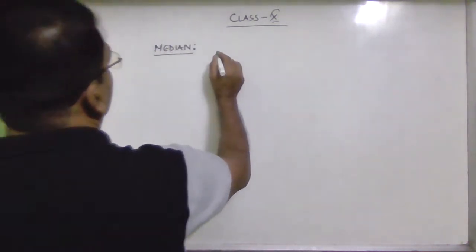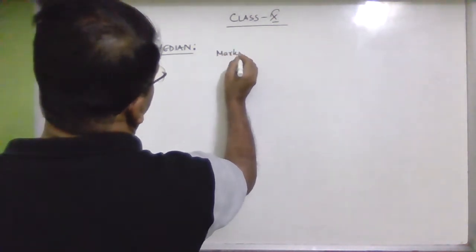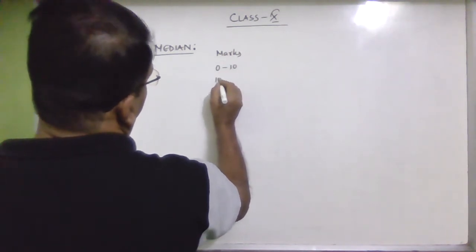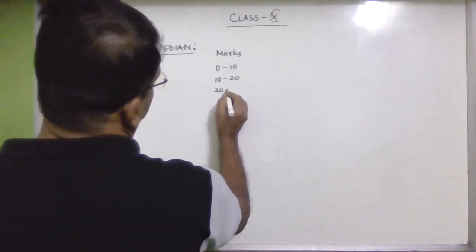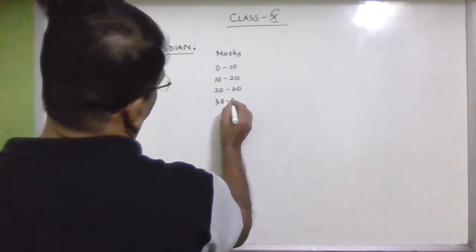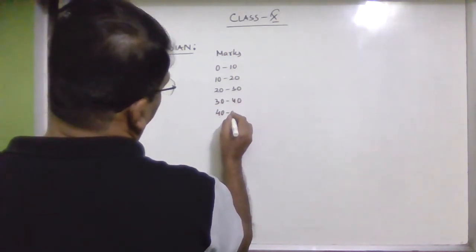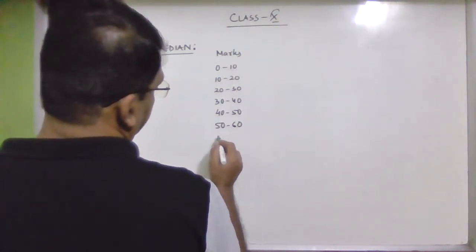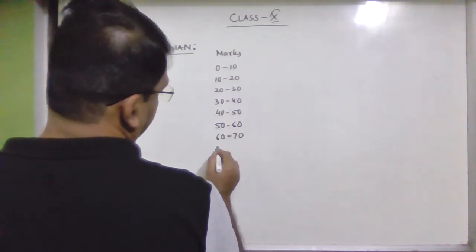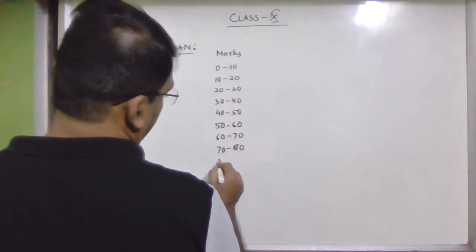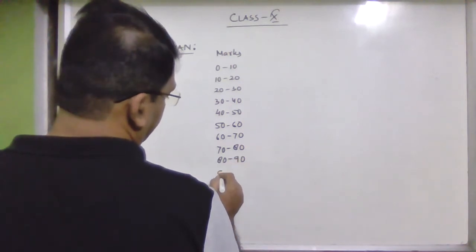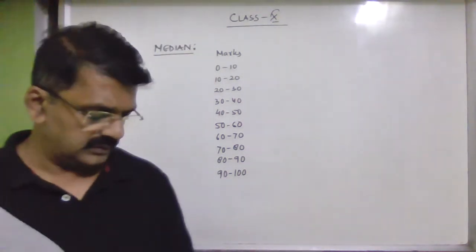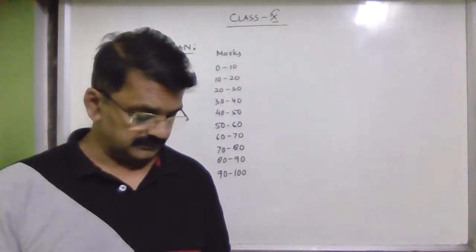See, the marks obtained in a test: 0 to 10, 10 to 20, 20 to 30, 30 to 40, 40 to 50, 50 to 60, 60 to 70, 70 to 80, 80 to 90, and then 90 to 100.